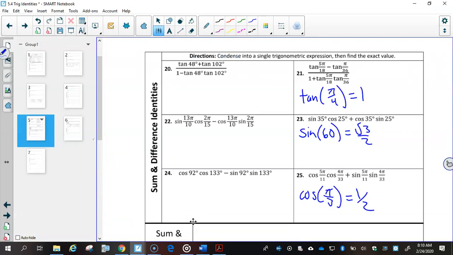Alright, let me get your attention. You should have had these 3. So condensing them: tangent of pi over 4, sine of 16, cosine of pi over 3, and then evaluating 1, root 3 over 2, and 1 power. If I just didn't finish the problem. Questions on any of those 3?